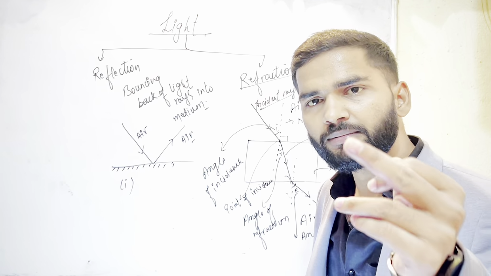Same as the law of reflection. The incident ray, refracted ray, and normal all lie together at the same point of incidence. That is called the incident ray. Incident ray, normal, and refracted ray lie at the same point of incidence, and this is called the second law of refraction.